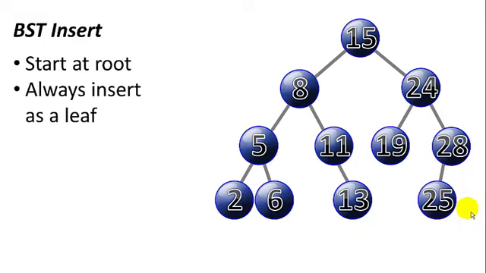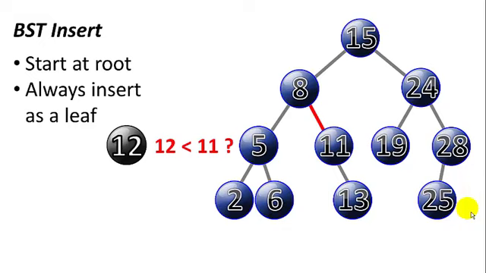So for a binary search tree insertion, we start at the root, which is node 15. Let's say we want to insert a 12. We're always going to insert a node as a leaf. So our first comparison will compare 12 to 15. 12 is less than 15, we take the left child. We compare 12 to 8. 12 is greater than 8, so we take the right child.